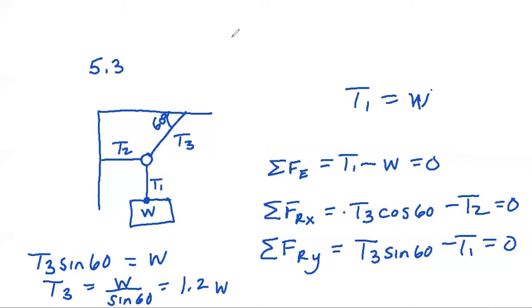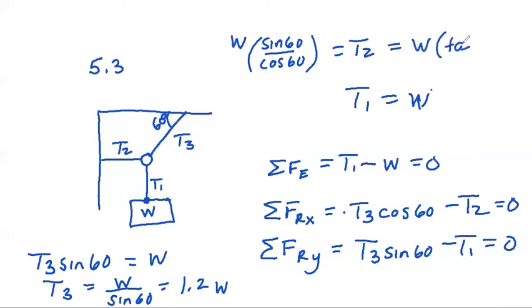So I'll have W sine 60 over cos 60 equals T2. And so that's going to be equal to W tan 60. I'll just use your book's value. That's going to be 0.58 W. So T2 equals 0.58 W. All right. And so once again, we solve for T1 first, and then we solve for all the forces on the ring.